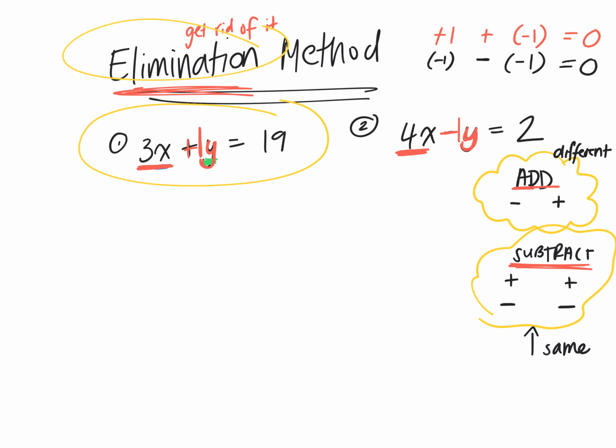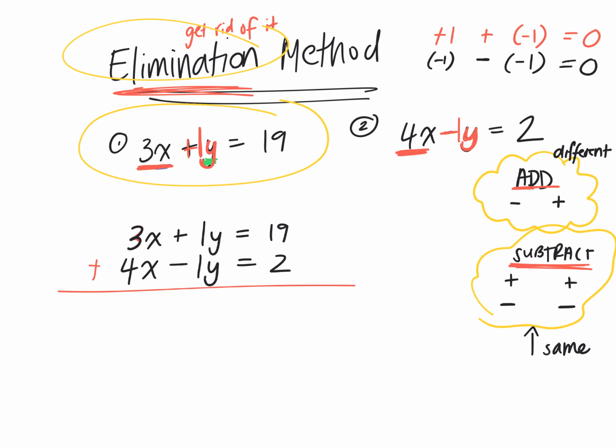So line them up as though you were adding them. Let's rewrite it here. 3x plus 1y equals 19, and then write it down underneath: 4x take away 1y equals 2. Those are the two equations, and I'm going to add them together. Okay? Now you're just adding. We'll start here. Make sure you watch the signs, right? We have 19 plus 2. Line up your equal sign. We'll do this first. 19 plus 2 equals what?